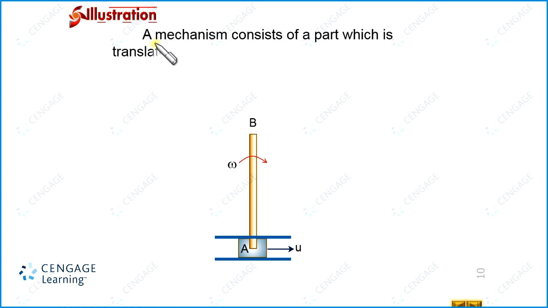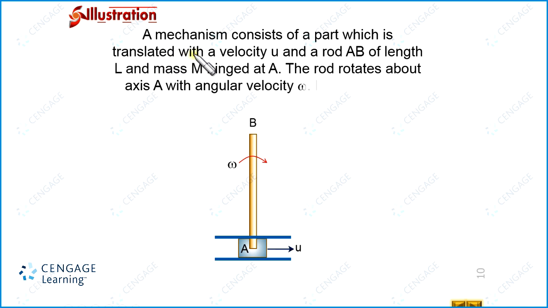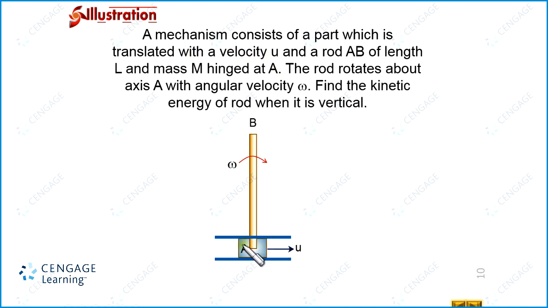In this illustration, it is given a mechanism consists of a part which is translated with velocity u. This part is moving with velocity u, and rod AB, of length L and mass capital M, is hinged at A. The rod rotates about axis A with angular velocity omega. That means motion of the rod is translational and rotational combined.